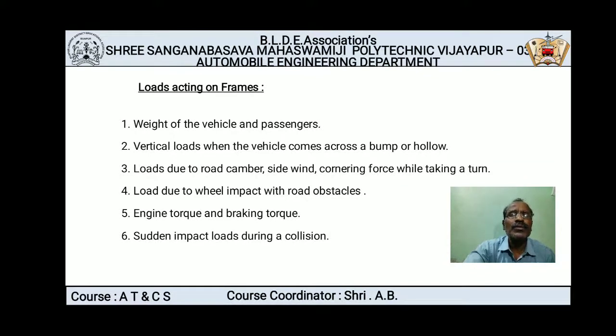Next one, loads due to road camber, side wind, cornering force while taking a turn. When the vehicle is turning, there are some loads which will act on the frame. Those are road camber, side wind, cornering forces. Those loads are also taken by the frame. Now, when the wheel comes across an obstacle, the load will come on the frame, that is called wheel impact. Now, when you apply the braking and sudden acceleration, the engine torque forces will come on the frame.